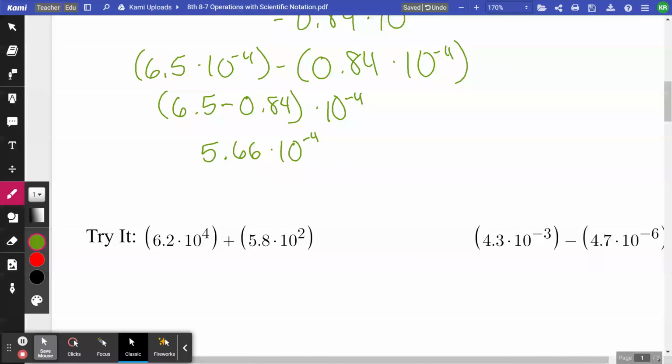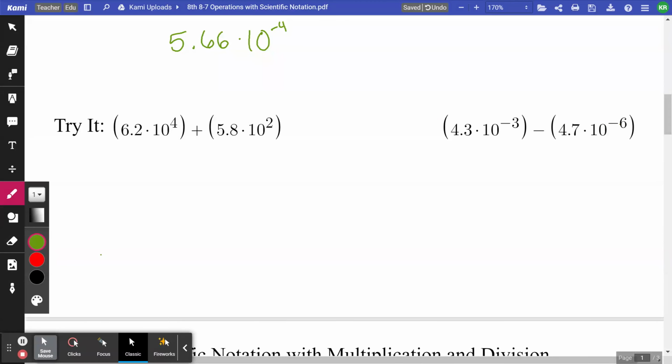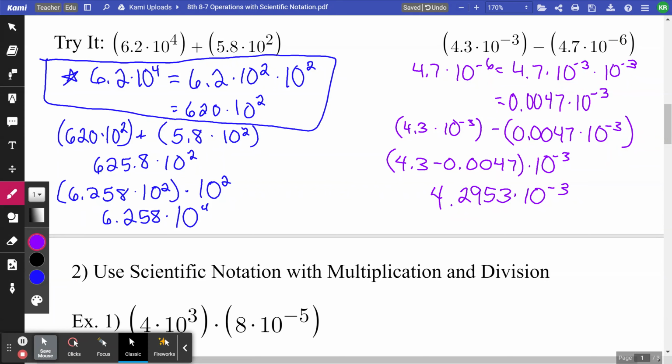So go ahead and do these two try-its, then pause the video, and see if you get it right. Correct any mistakes you make. And here are the answers for the two try-its. Notice you have to do the conversion at the beginning. You might have done it the other way, it doesn't matter, but you need to make sure you end up with the same powers of 10.